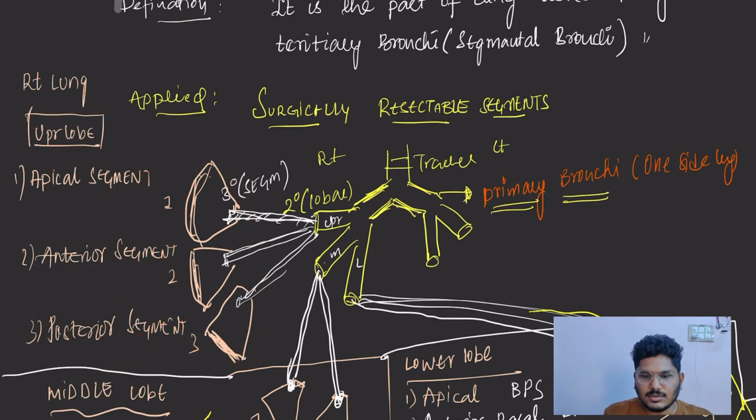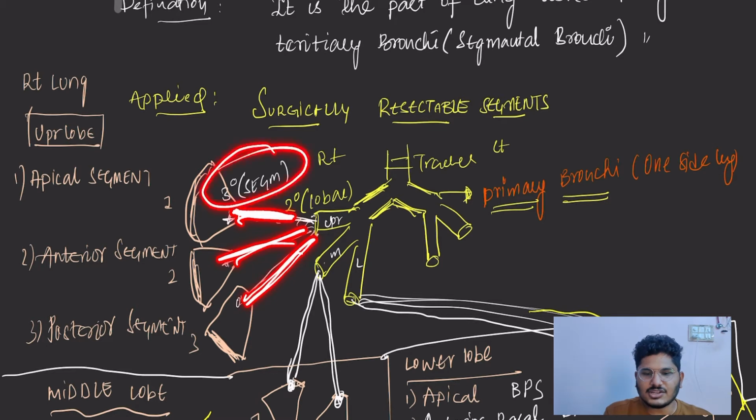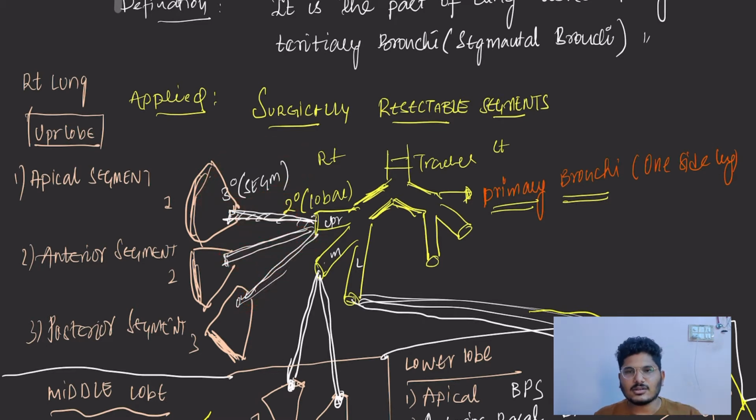That's it. So apical, anterior, posterior bronchopulmonary segments are the 3 segments of the upper lobe of the right lung. Very easy. So this lung tissue is supplied by what? Tertiary or segmental bronchi, not bronchioles. Tertiary or segmental bronchi.